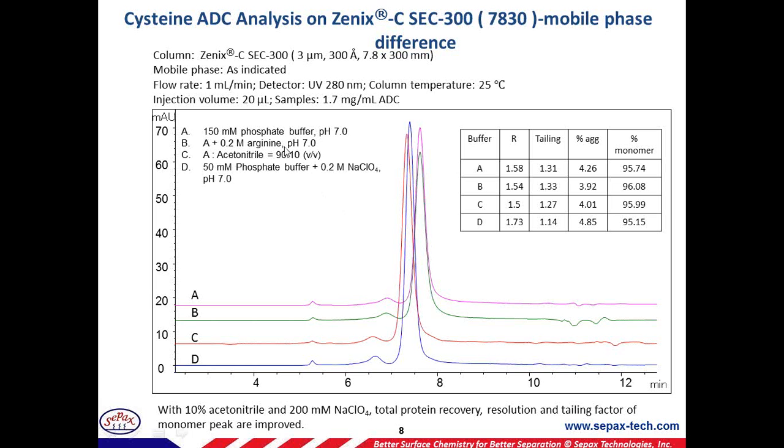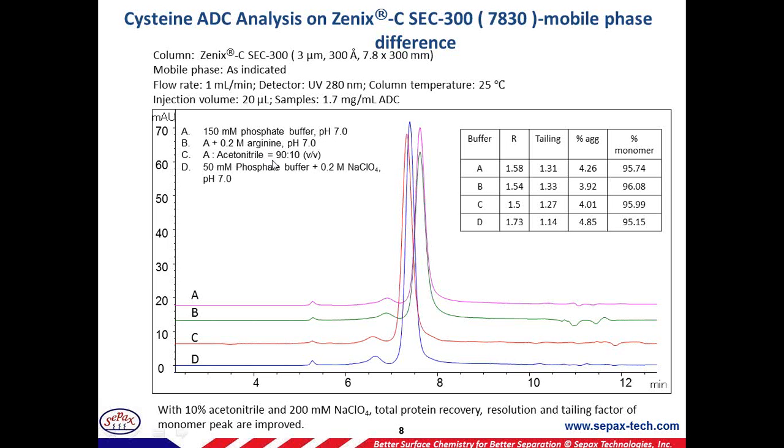separation. So first we tried the arginine addition. Arginine is known to disrupt hydrogen bonding between the resin and the sample. So we added 200 millimolar arginine into the 150 millimolar phosphate buffer. As you can see, it didn't really change much, and these are the resolution, tailing, aggregation, and monomer percentage here.